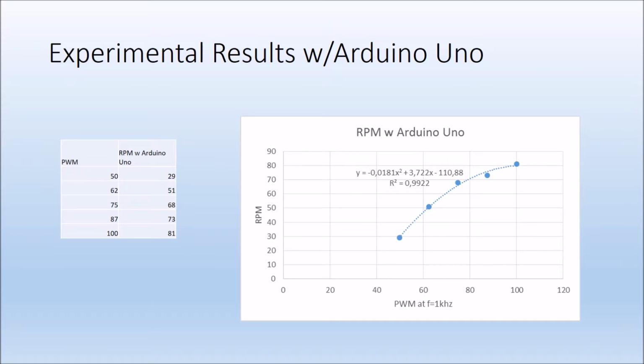Okay, this is what I get using the Arduino Uno. The pulse width modulation is what I set with my program, and this is what I measure with my tachometer, and I get this curve. As I told you, below 50% I cannot get the motor running, and it reaches up to 100%. And again, it's not linear.